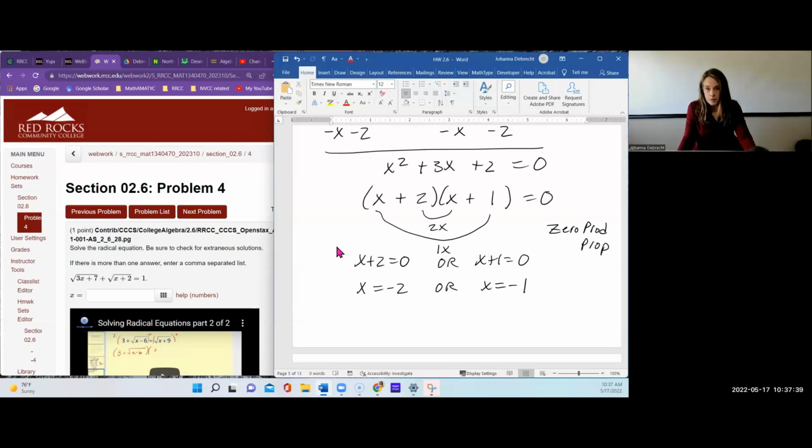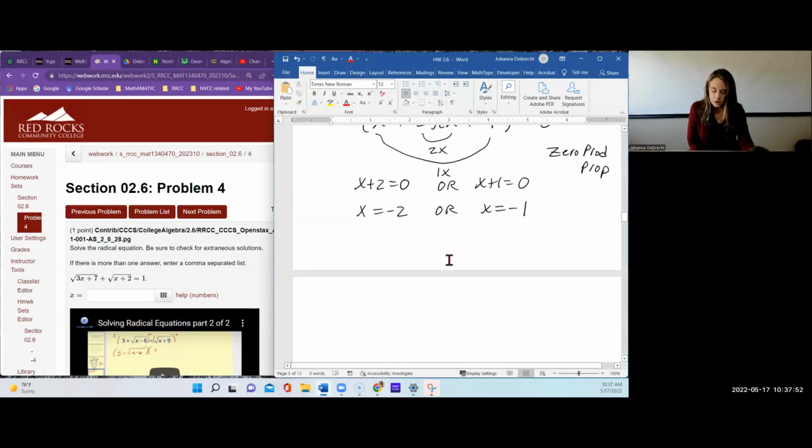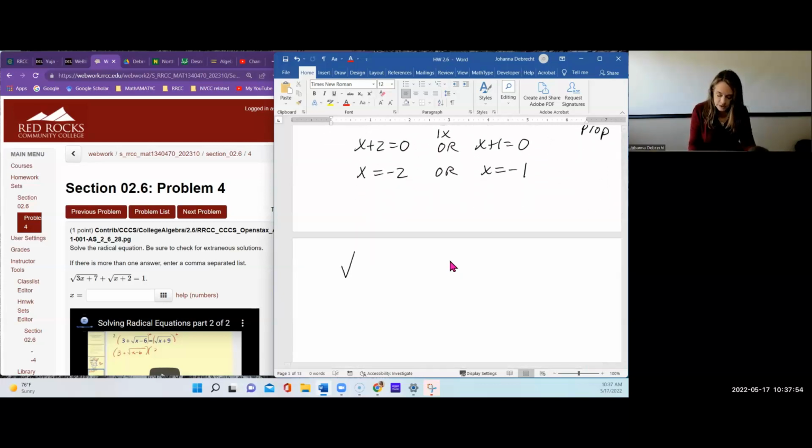What was the original problem? Oh yeah, it was a radical problem. Radical problems have the possibility of extraneous solutions, so we can't circle them yet. We need to make sure that they both work. We're going to rewrite the original problem and we're going to test each one. Testing x equal -2 means replacing the variable x with -2 in the original problem and seeing if it gives you a true statement.